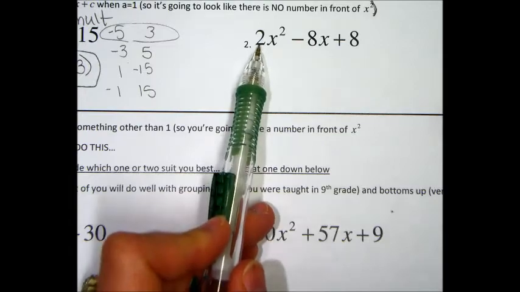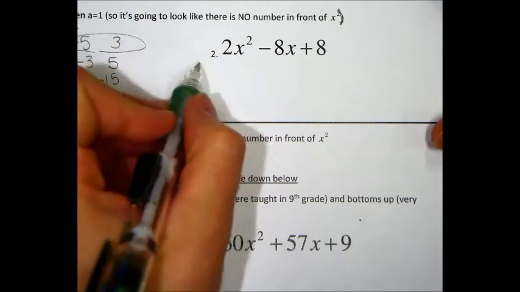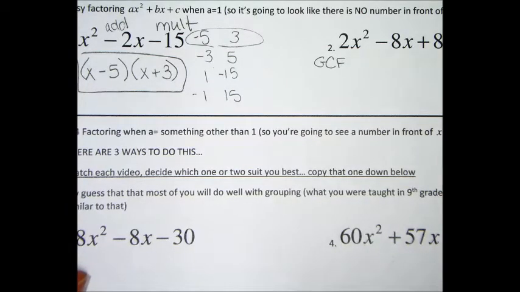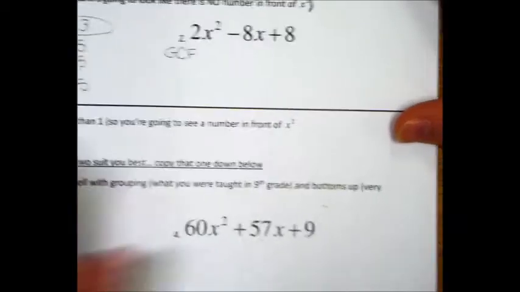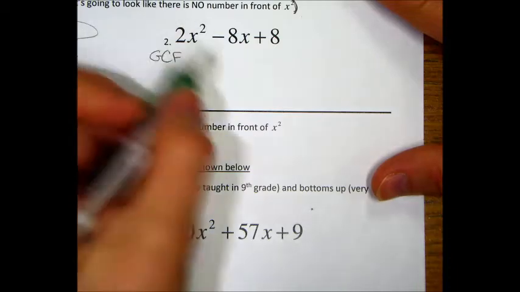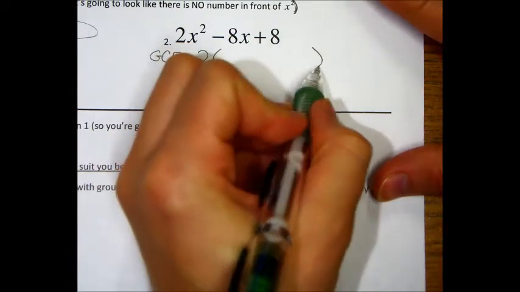Number 2, I know I told you we were going to talk about ones without a number in front of x squared, but I did this one on purpose because you always need to remember when factoring that you should be pulling out a GCF if possible. The first problem did not have a GCF. Number 2 does have a GCF. It's an easy thing to forget, but it's really important to remember. You should notice that the GCF is 2. Let's pull out a 2 and see what we're left with.